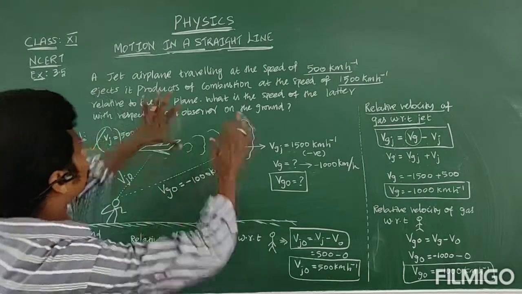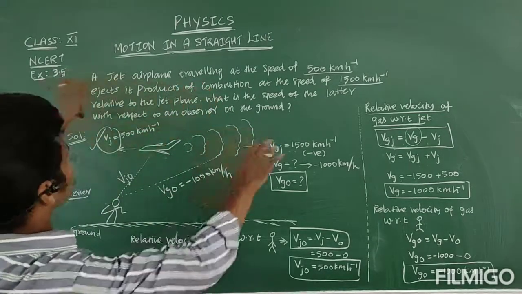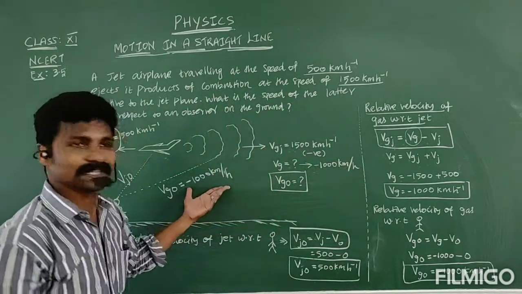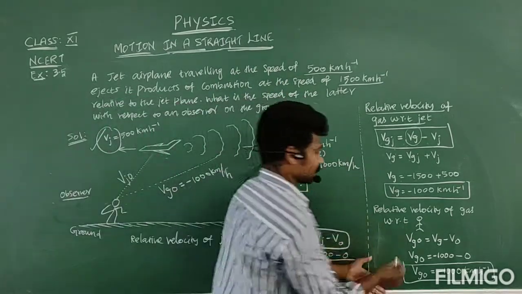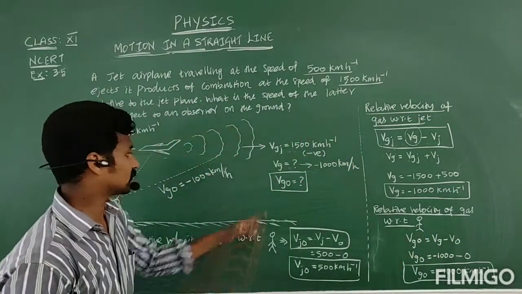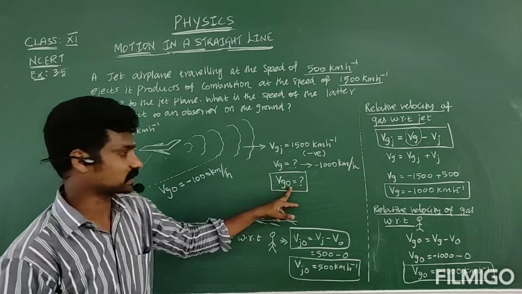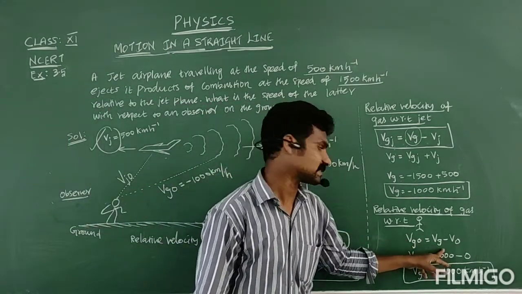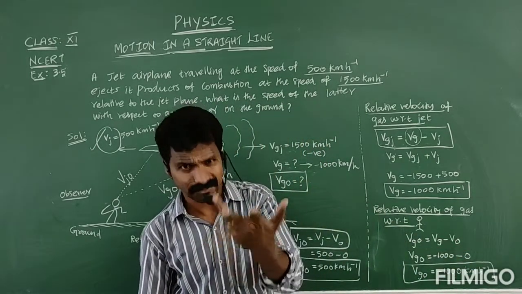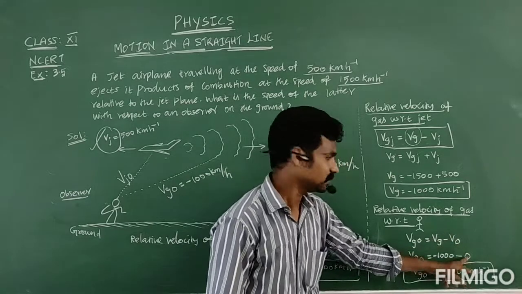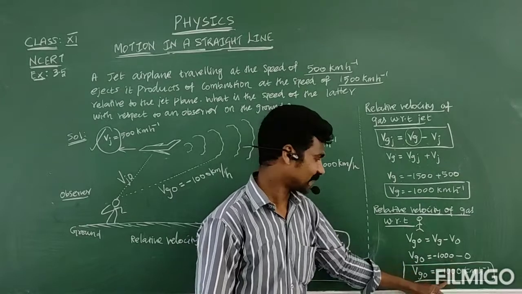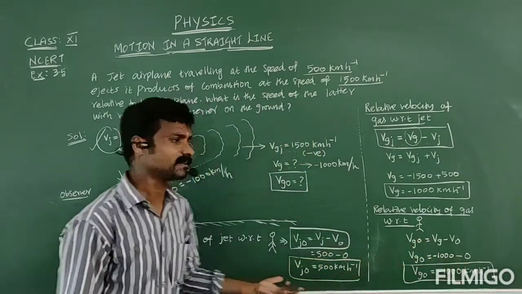Correct or not? Now I am the observer. The jet is moving in this direction, the gas is moving in the opposite direction, so it is automatically a negative sign. So that is also explained here. The relative velocity of the gas with respect to the observer: we can write velocity of the gas minus velocity of the observer. You already know the velocity of the observer is 0. Then the velocity of the gas is in the opposite direction, so minus 1000. So the answer is minus 1000 km per hour.